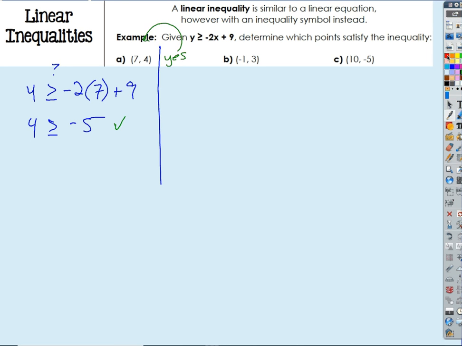The answer is yes, right? How about this next one? Let's try this one here. If I plug in the point negative 1, 3, I'm just going to get 3 is greater than or equal to negative 2 times negative 1 plus 9. That's pretty obviously going to be false, isn't it? Does that make sense? I'm going to get 3 is greater than, that's positive 2 plus 9. Is 3 greater than or equal to 11? No, it's not. So that's not true. The answer is no, right? And so on. We can check a bunch of them. That's all we're doing. We're just plugging in the points and seeing if it makes a true inequality or not.